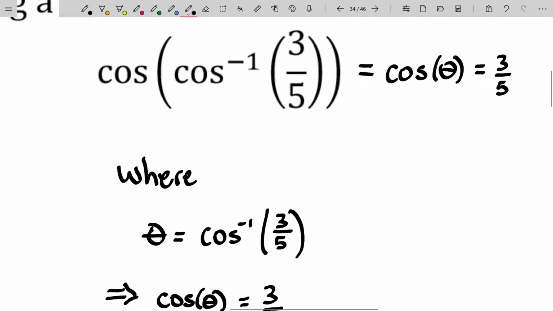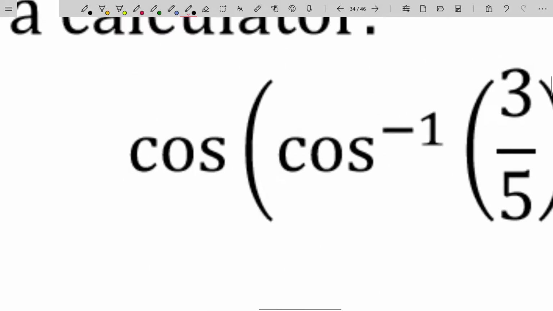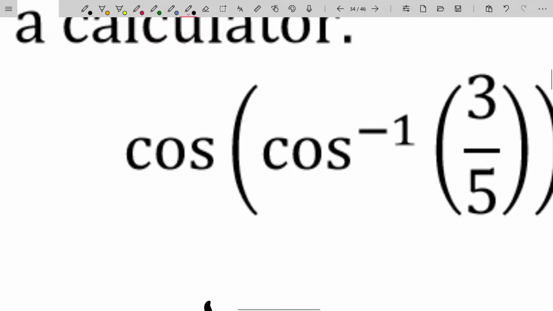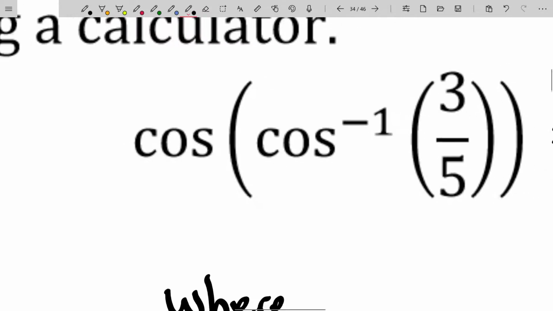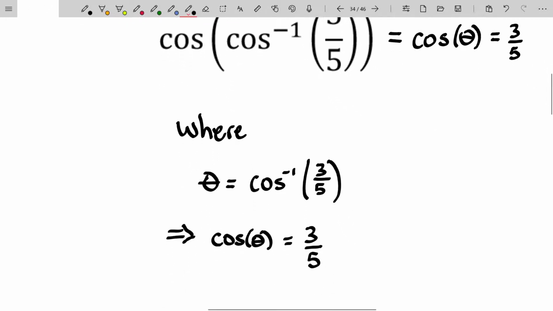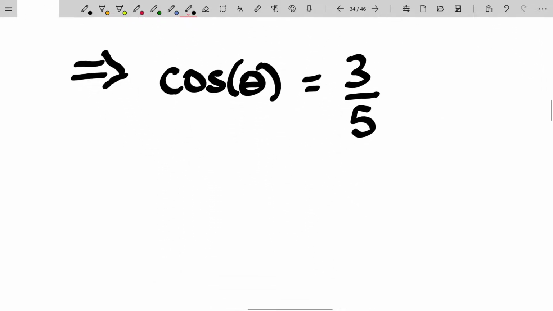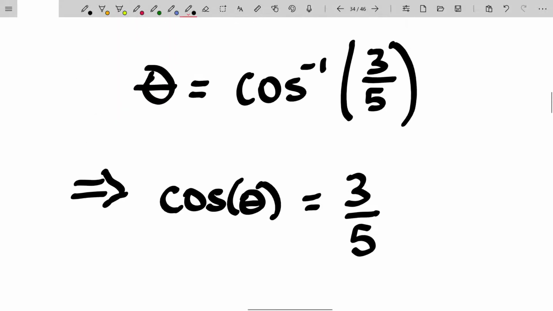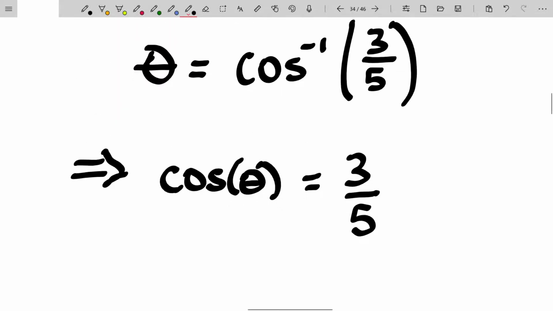Now, I do want to continue this forward, even though we are technically done with this problem, because I want to showcase what you would do in general if this wasn't a cosine of a cosine inverse, but instead a cosine of a sine inverse or something like that. I would first look at, well, okay, I've arrived at cosine of theta is equal to 3/5, because again, theta was cosine inverse of 3/5.